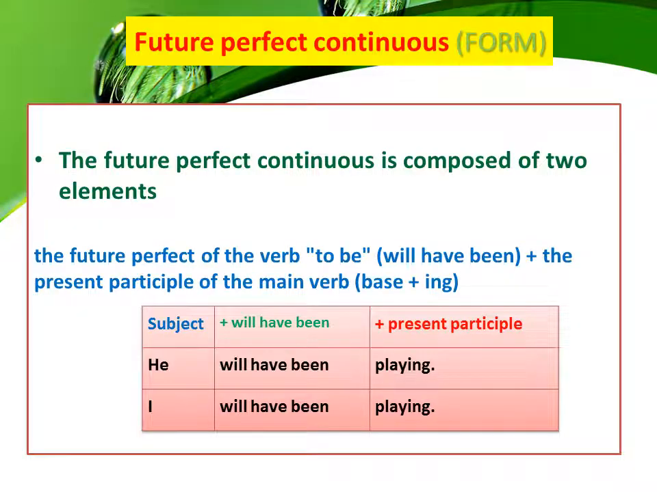Okay, now let's see the future perfect continuous and start with the form. So the future perfect continuous is composed of 2 elements: the future perfect of the verb to be, so is, will have been, plus the present participle of the main verb. You add ing to the verb. So for example, here we have subject plus will have been. It's always will have been plus present participle.